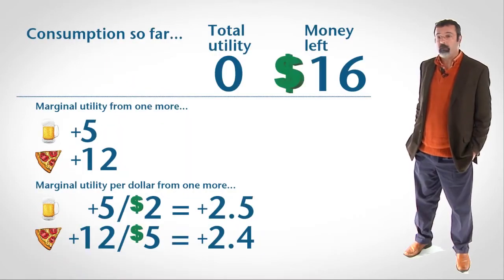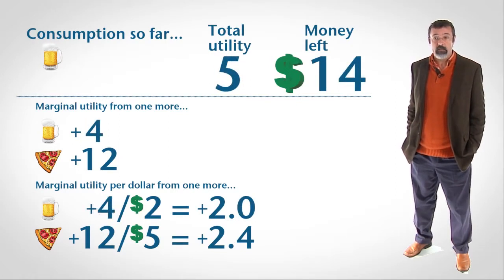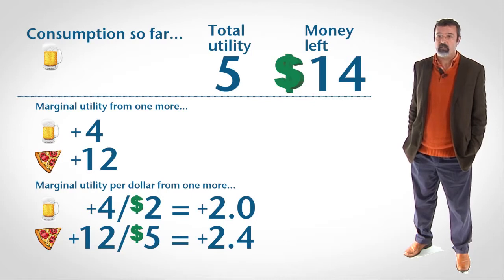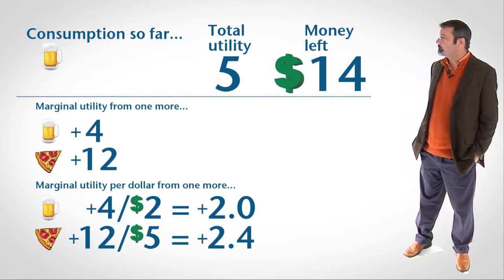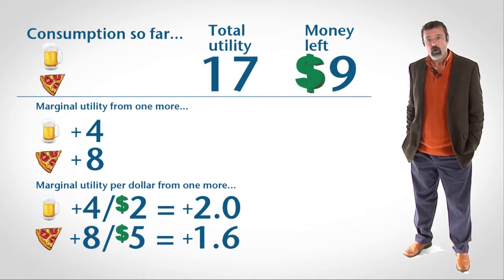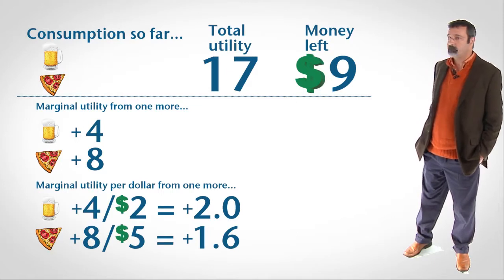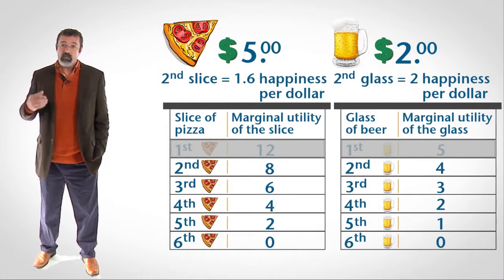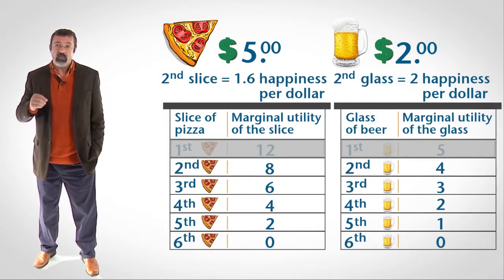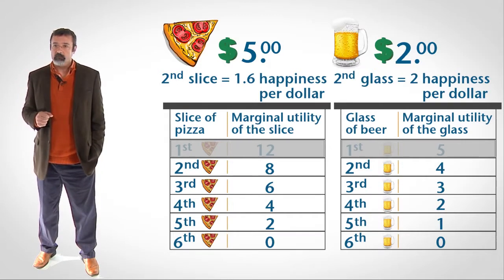When you walk into the bar, you look like this. After you consume the first beer, your marginal utility for beer declines, and you look like this. After you consume the first slice of pizza, your marginal utility for pizza declines, and you look like this. So far you've spent a total of $7. What's next? You get more happiness per dollar out of another beer than you do out of another slice of pizza. So you order a second beer.